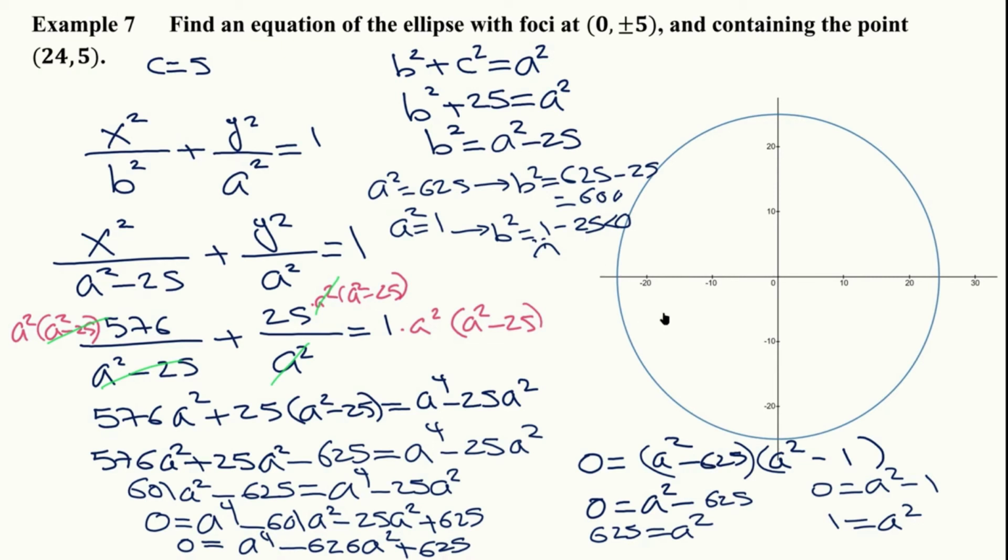So now we're ready to write our equation. We get x squared over b squared, which is 600, plus y squared over a squared, which is right here, 625, equals 1. All right, so that one was more interesting, right? A little bit of algebra involved. Go ahead and make sure that you can handle that on your own, and we'll go ahead and proceed.